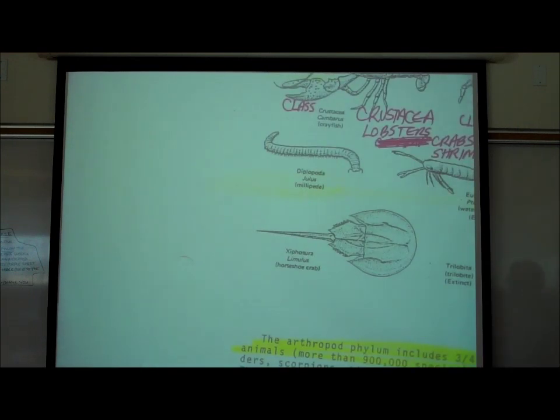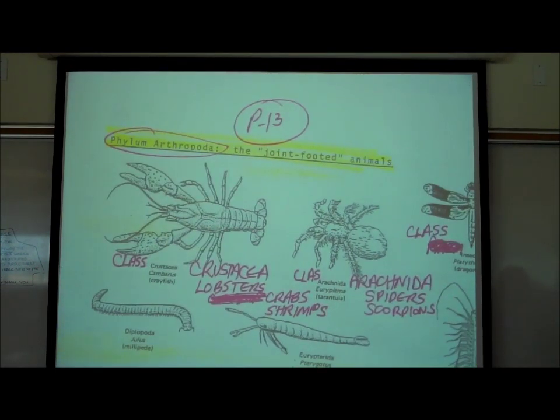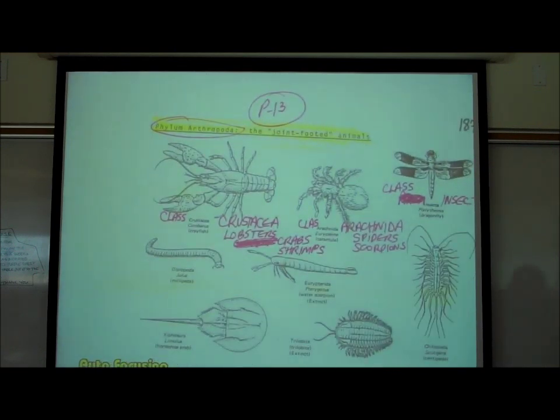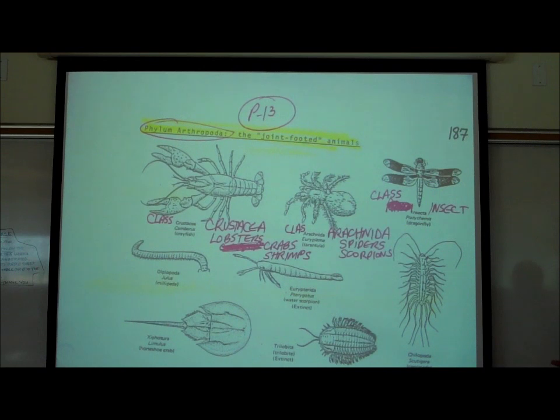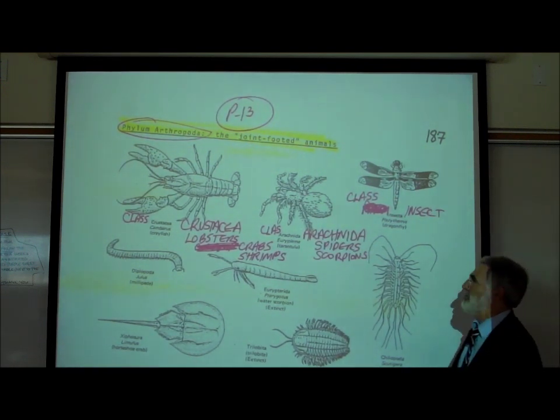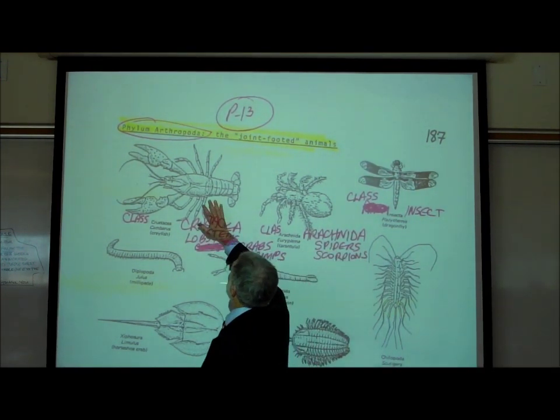Okay, we'll go a bit further, then we'll take a break, and then we'll give you a chance to look at the specimens, and then I'll finish this up. But on P13, let me just begin this. In case you're thinking, is this ever going to end? Yeah, there's only two more phyla of invertebrates. This one, phylum Arthropoda. So I'm just going to mention it, and we'll take a break.